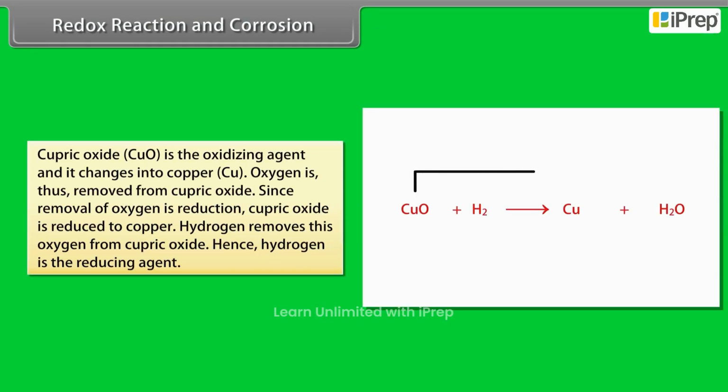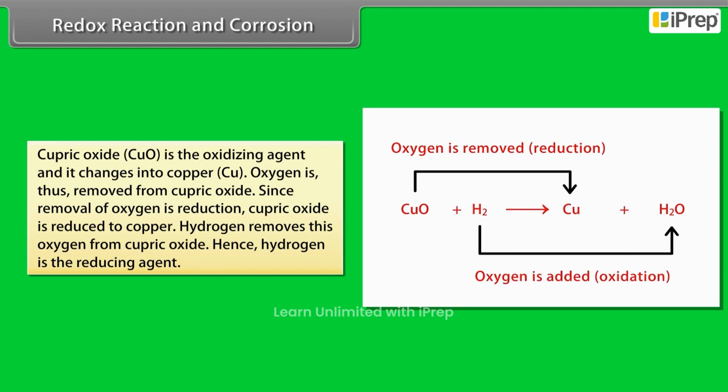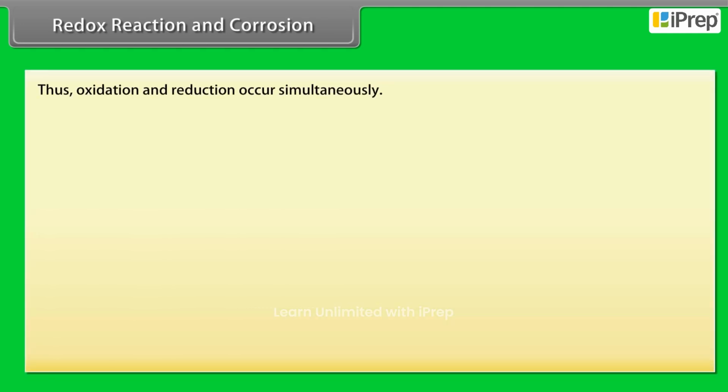Cupric oxide is the oxidizing agent and it changes into copper. Oxygen is thus removed from cupric oxide. Since removal of oxygen is reduction, cupric oxide is reduced to copper. Hydrogen removes this oxygen from cupric oxide. Hence, hydrogen is the reducing agent. Thus, oxidation and reduction occur simultaneously.